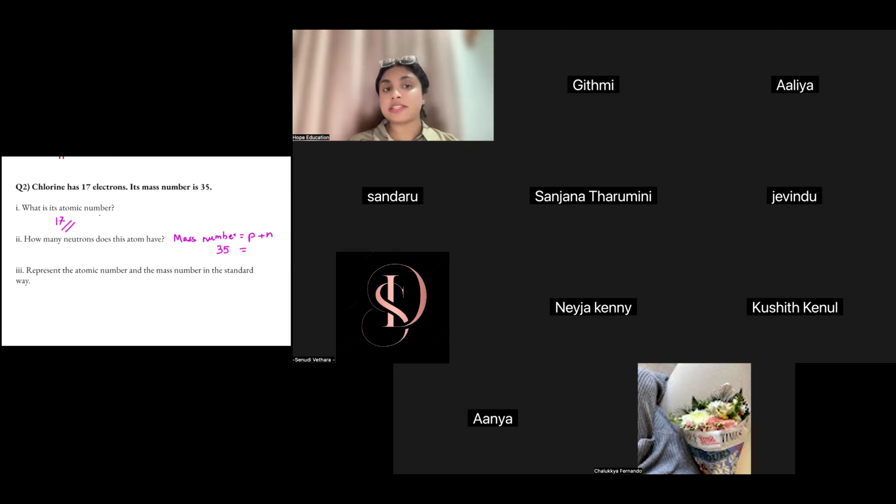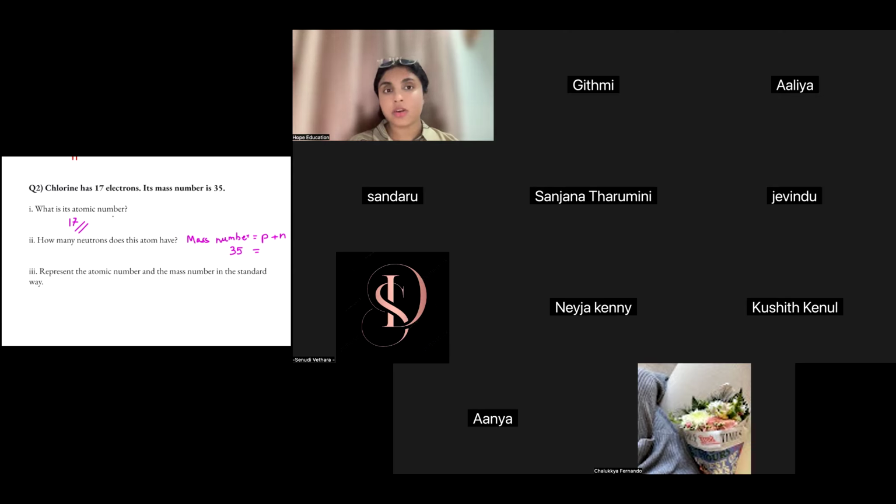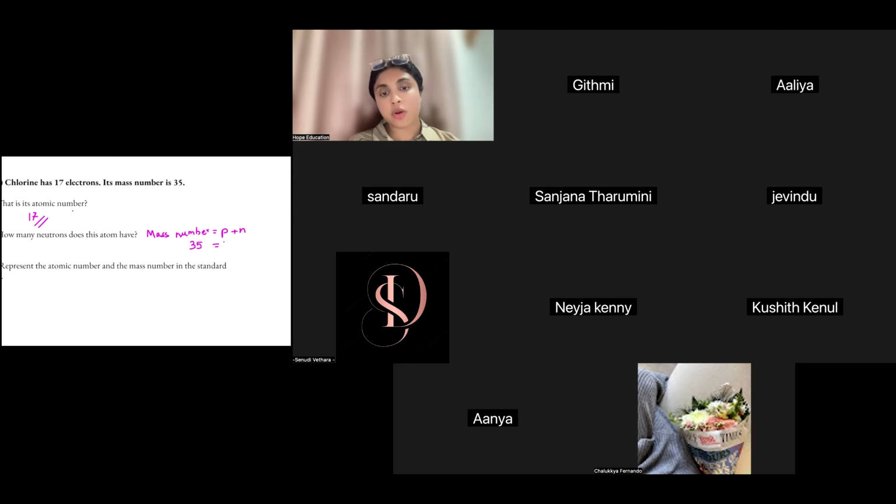Protons we can take as 17, because the atomic number is 17, no? If the atomic number is 17, protons are 17. Otherwise, we know protons and electrons are equal, so 17 electrons means 17 protons. Neutrons, we don't know. Then we just have to do this simplification, right? So 17 moves to the other side and becomes minus. Equals n. Therefore, 35 minus 17 is 18. So the number of neutrons is equal to 18.